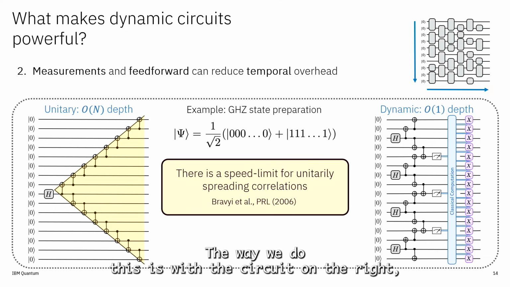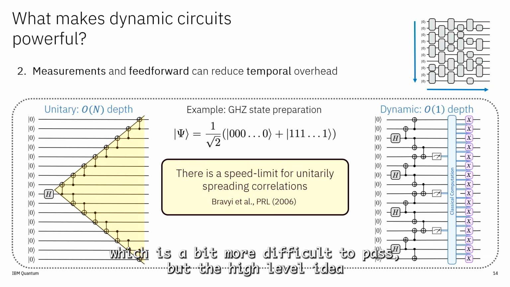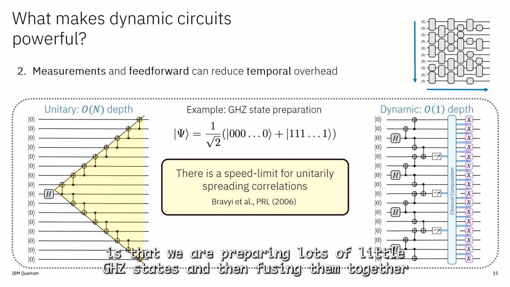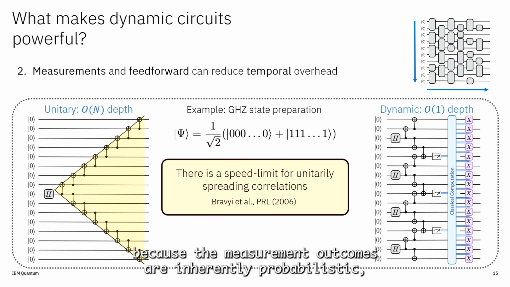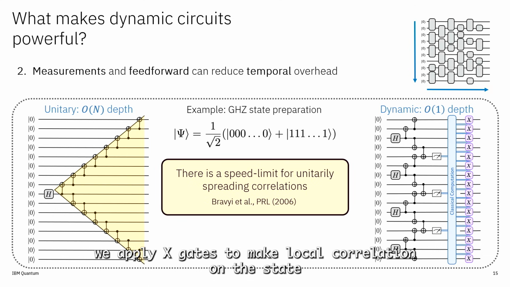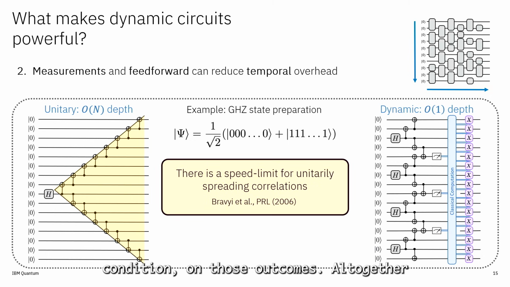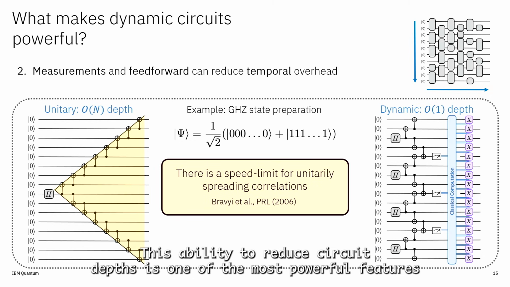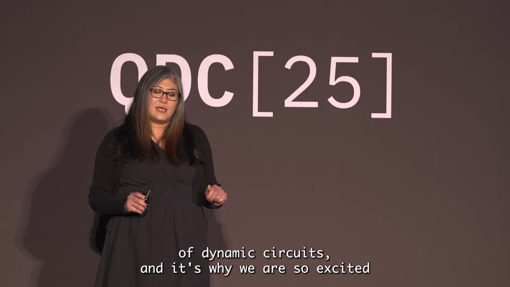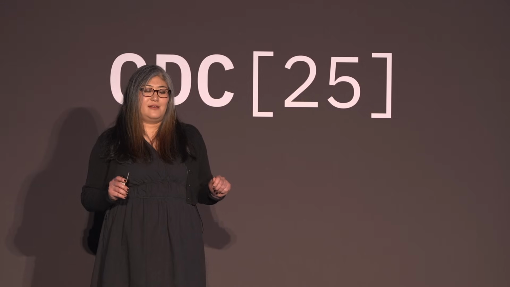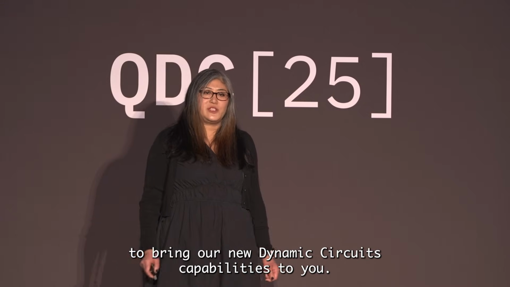The way we do this is with the circuit on the right, which is a bit more difficult to parse, but the high-level idea is that we are preparing lots of little GHZ states and then fusing them together with measurements. Because the measurement outcomes are inherently probabilistic, we apply X gates to make local correlations on the state conditioned on those outcomes. Altogether, this ability to reduce circuit depth is one of the most powerful features of dynamic circuits, and it's why we are so excited to bring our new dynamic circuits capabilities to you.